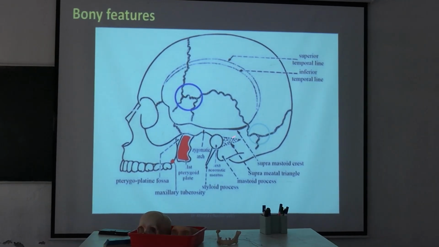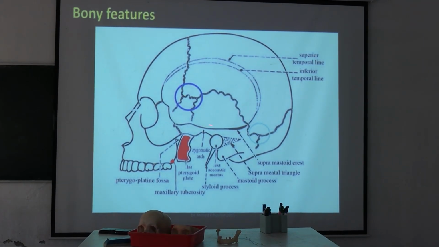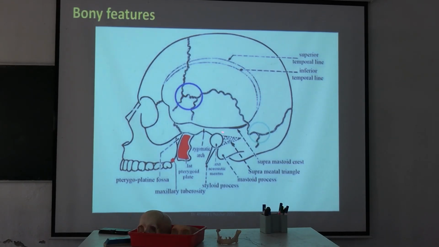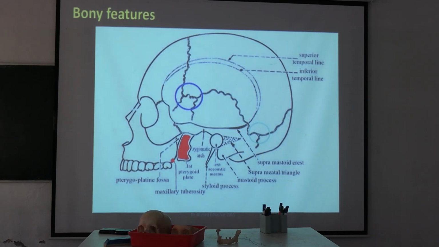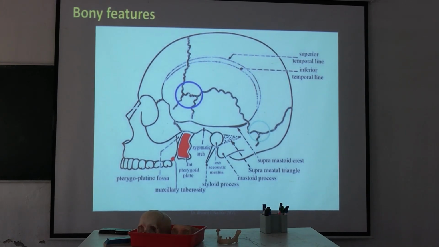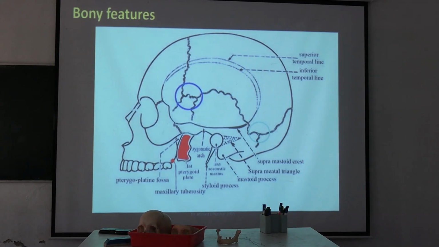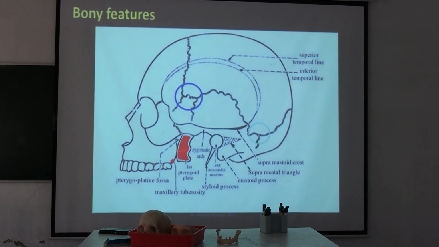And see here the external acoustic meatus, this zygomatic arch. Just above the meatus, there is a triangle. This is known as suprameatal triangle. Deep to this triangle, mastoid air cells are lying. During surgery of the ear, for cholesteatoma, there is some deposition or pus collection in this mastoid air cell. Then you have to remove the bone at this region. You have to drill in this region to take out the infection or pus. That's why suprameatal triangle is important. And here, this is supramastoid crest.